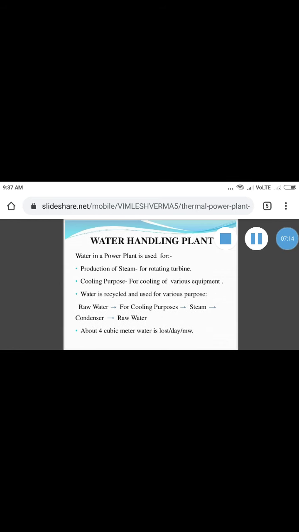Water handling plant. Water in a power plant is used for production of steam for rotating turbine. Cooling purpose. For cooling of various equipment, water is recycled and used for various purposes. Raw water. For cooling purposes, steam, condenser, raw water. About 4 cubic meter water is lost per day per megawatt.